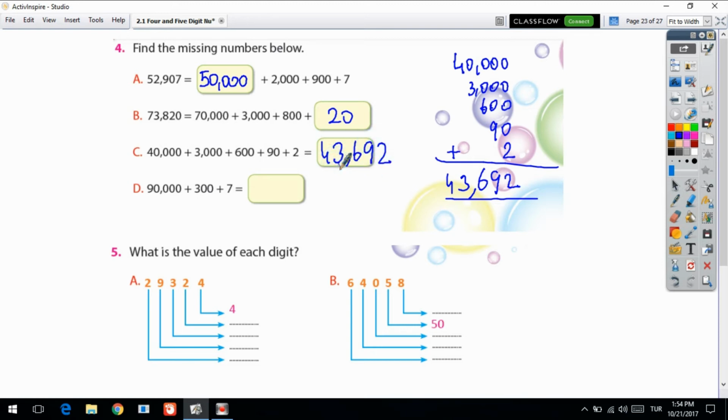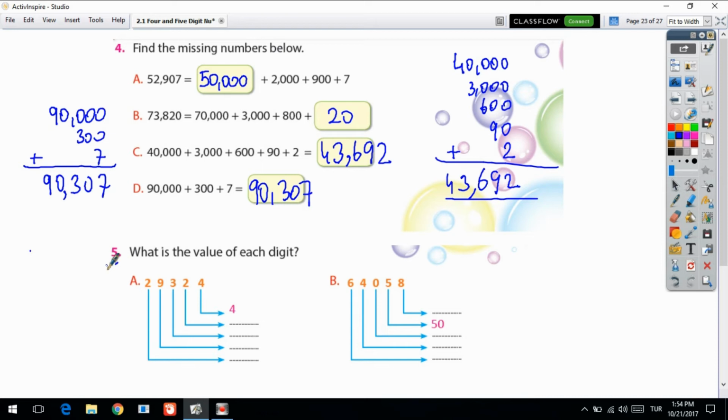43,692. That's easy, right? Now let's look at the next one. 90,000 plus 300 plus 7. I am writing here 90,307. So first, your answer must be 90,307. I am writing in this space 90,307. So let's look at question 5.